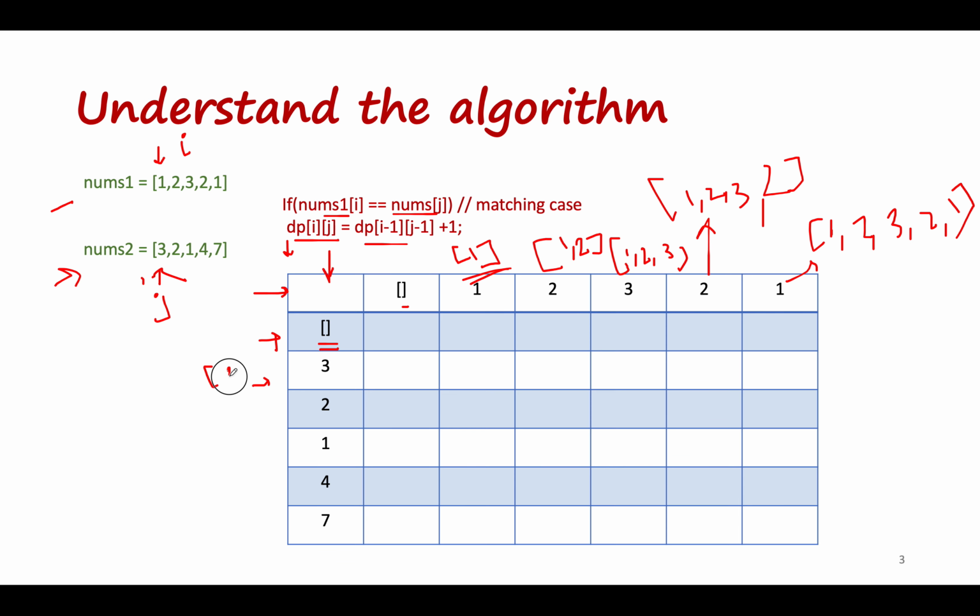So this 3 represents the empty array plus 3. This 2 represents both 3 comma 2. This 1 represents 3 2 1. This 4 represents 3 2 1 4, and this 7 represents 3 2 1 4 7. And let's start the iteration.